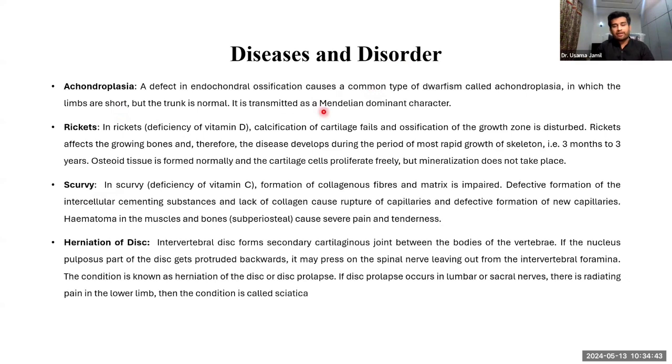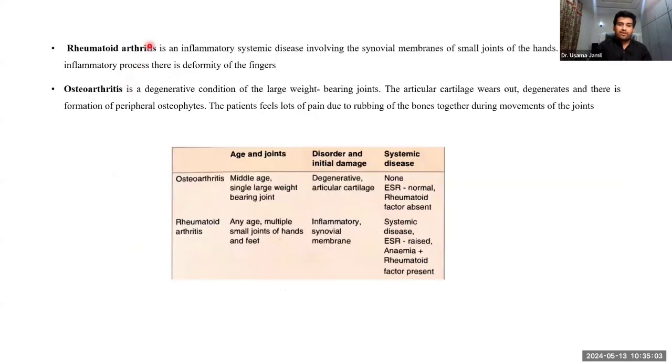And this is the more clinically relevant part that we might come across in our daily life. So these are the different types of diseases that are associated with our skeletal system. We will see them one by one in great detail, and then I will take your questions. So number one is achondroplasia. Then there is rickets, scurvy, herniation of disc, rheumatoid arthritis, and osteoarthritis.